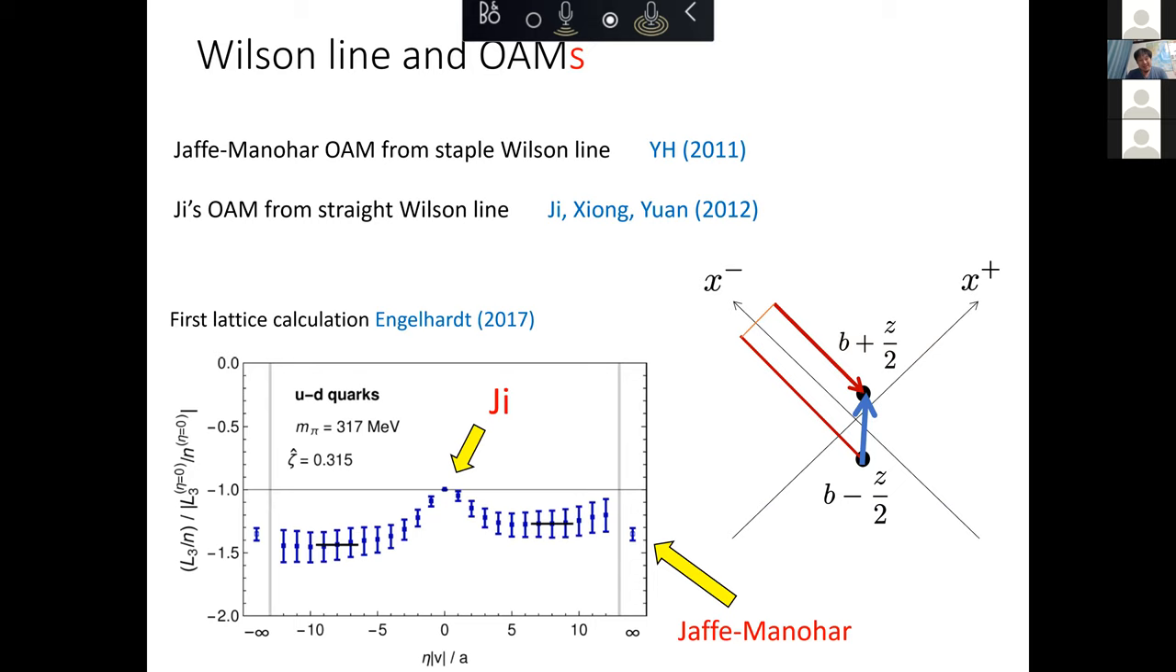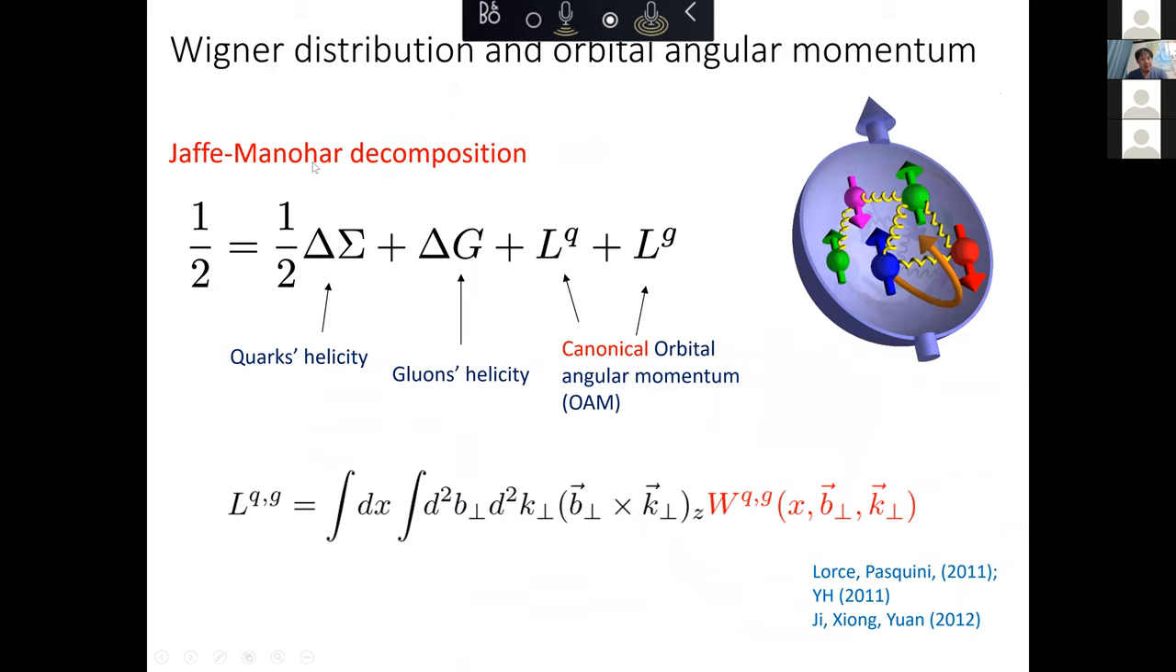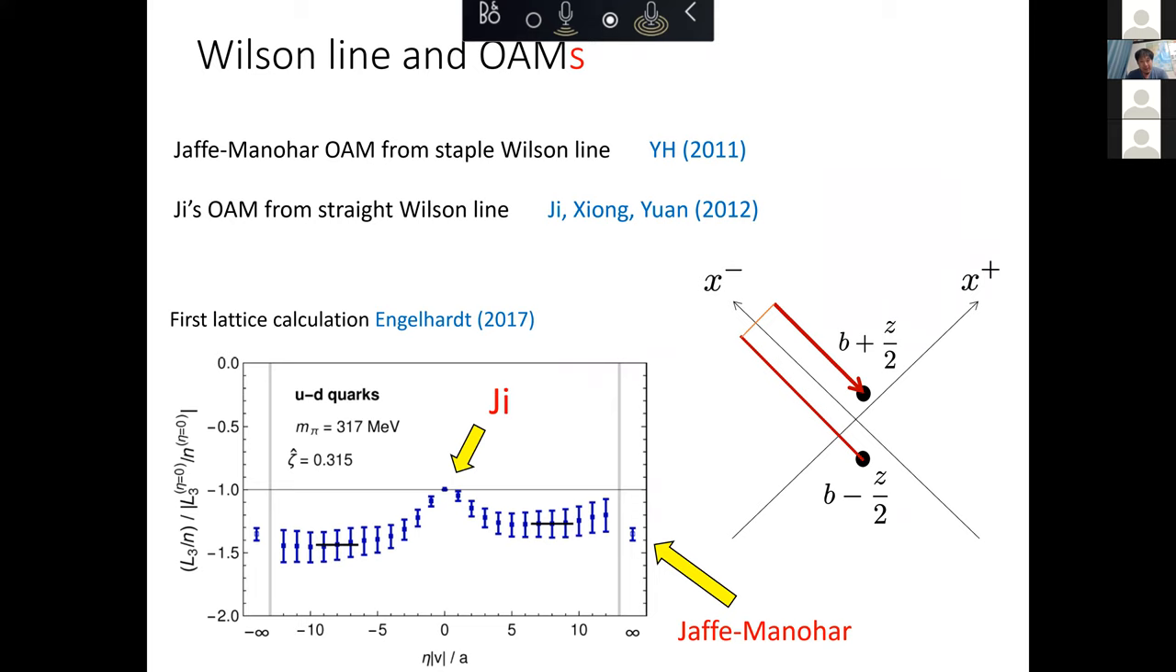So the Jaffe-Manohar decomposition is basically the parton picture, right? Yes, this is the Jaffe-Manohar decomposition, which is more in line with the parton interpretation. In my understanding, the Chen et al. decomposition has a different way of decomposing it, but it doesn't have a partonic interpretation. The Jaffe-Manohar decomposition does have a partonic interpretation, and that is related to the choice of the light cone gauge link.